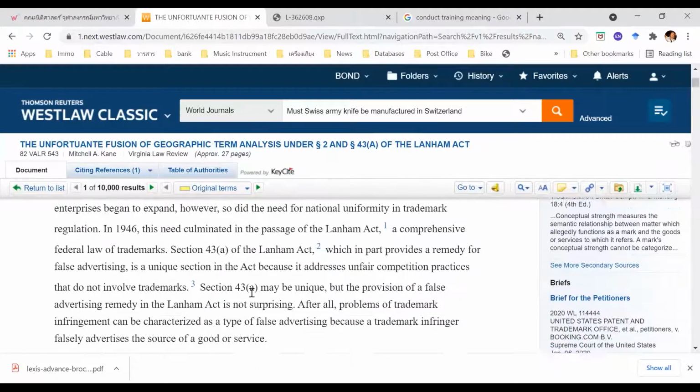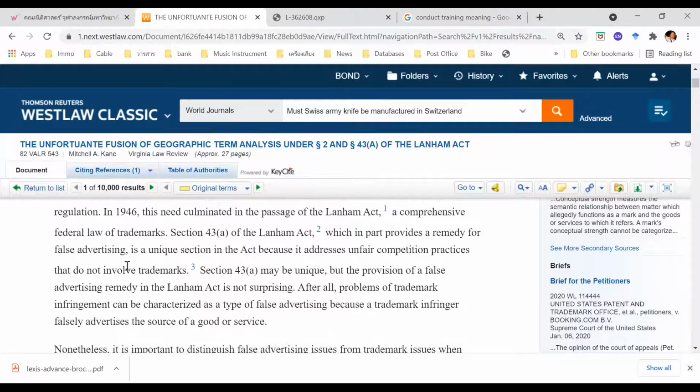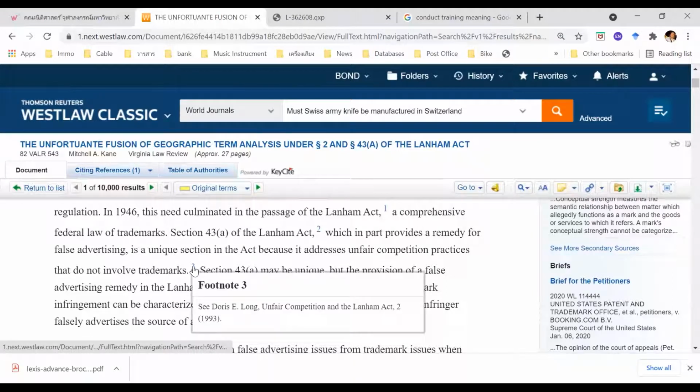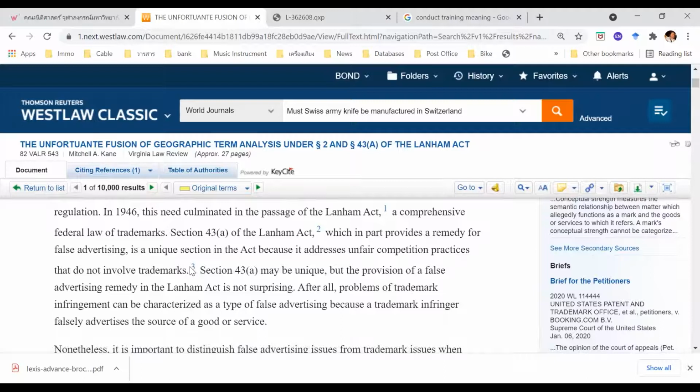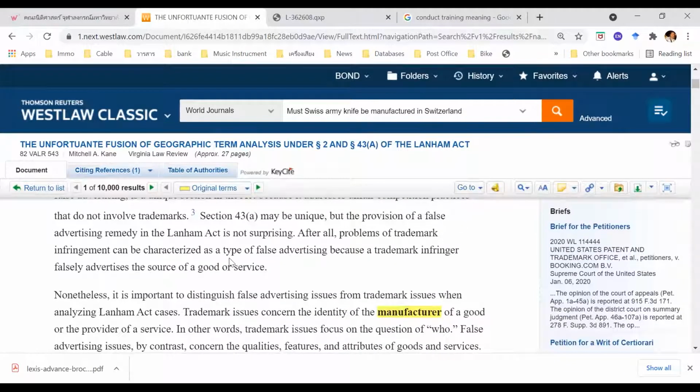And then what else? Just scroll down: trademark again. You look at that, trademark again, unfair competition at Lanham, the same Act. And then what else? You can look at that.